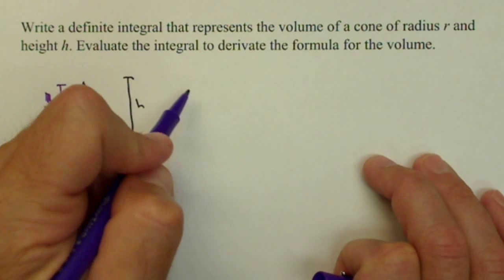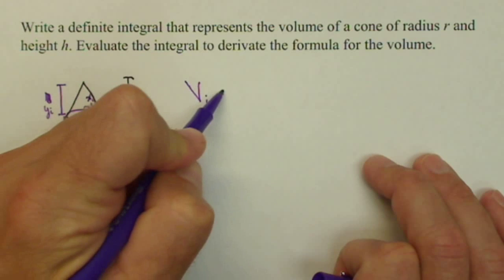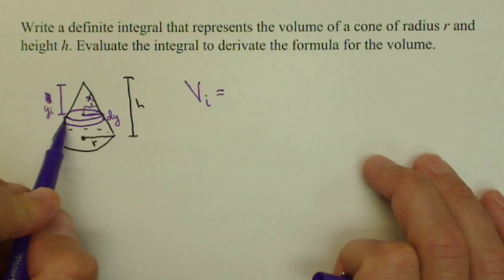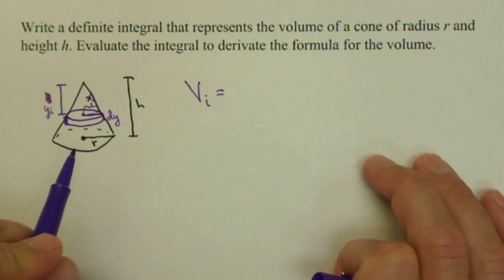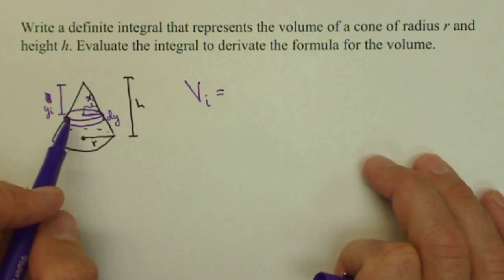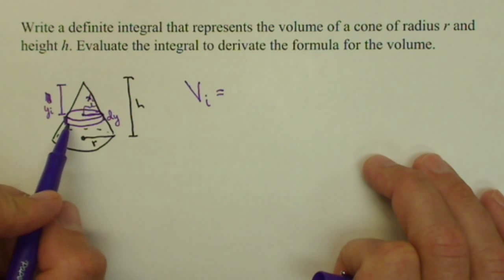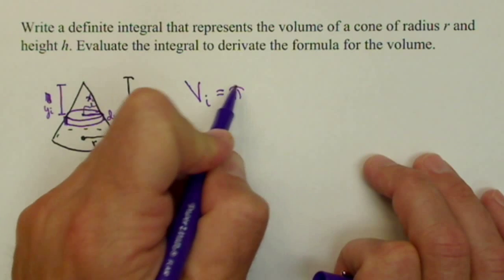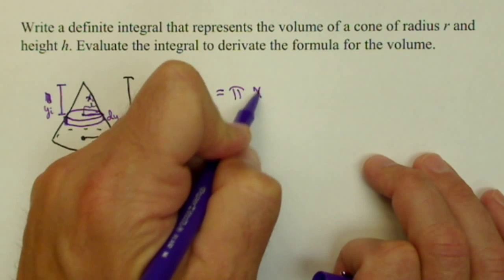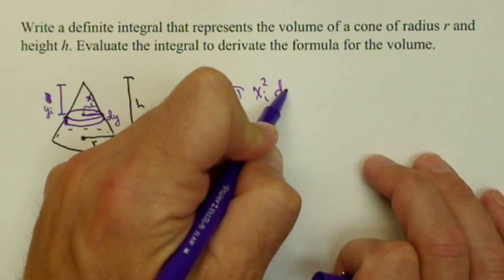Alright, so the next thing we do is find the volume of that ith slice. Again, we choose the slice so we can assume the sides are straight up and down. So our slice is actually just a cylinder, not a cone. For a cylinder, we have pi times the radius squared, which is x sub i squared, times the height, which is dy.